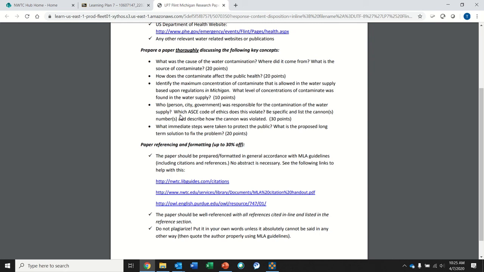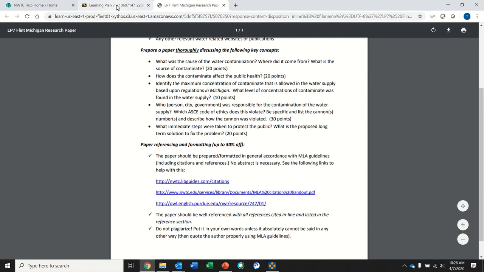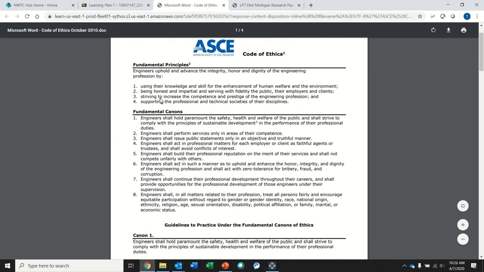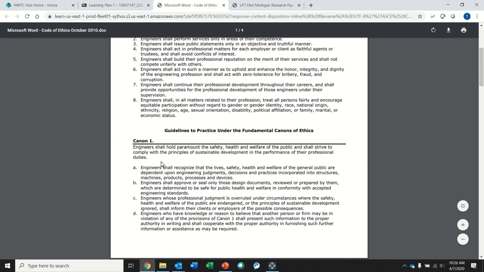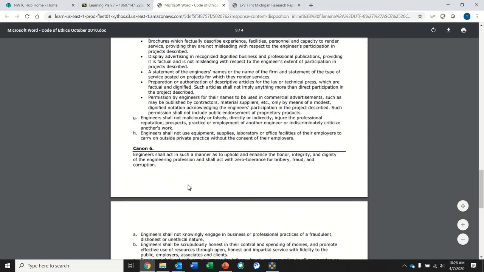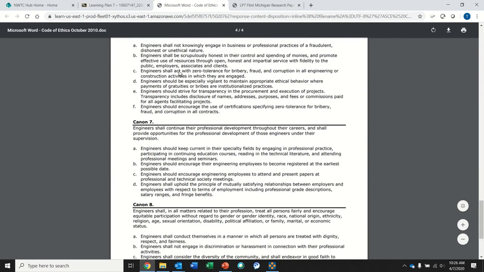Okay, and then, which ASCE Code of Ethics does this violate? Be specific and list the canon numbers and describe how the canon was violated. Okay, so this is key. So where do I find the canons? If I look here, basically, I want you to go through these canons, right? And identify which canon they violated, and be specific and quote these in your paper, okay?